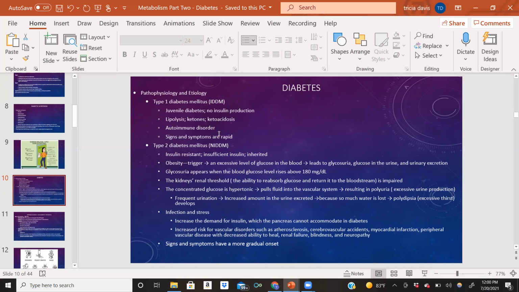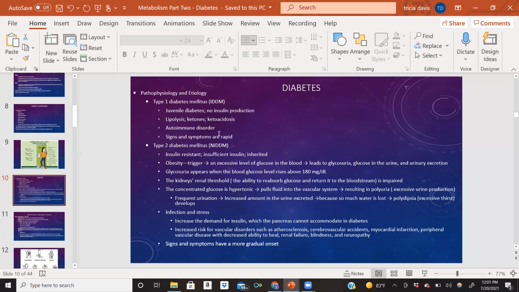With our type 2, we're going to have the insulin resistance or the insufficient insulin, which can also be inherited. Obesity is usually the trigger. It's going to lead to an excess level of glucose in the blood. That excess glucose in the blood is going to lead to glycosuria. It's going to cause glucose in the urine, and it's going to be excreted in our urine. Glycosuria usually appears when our patient's blood glucose levels get above 180.